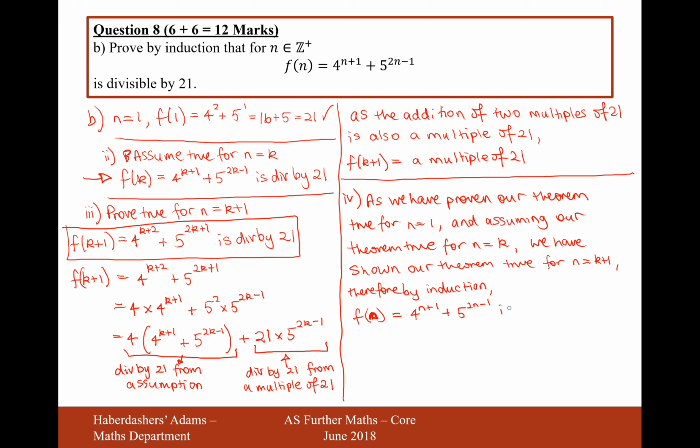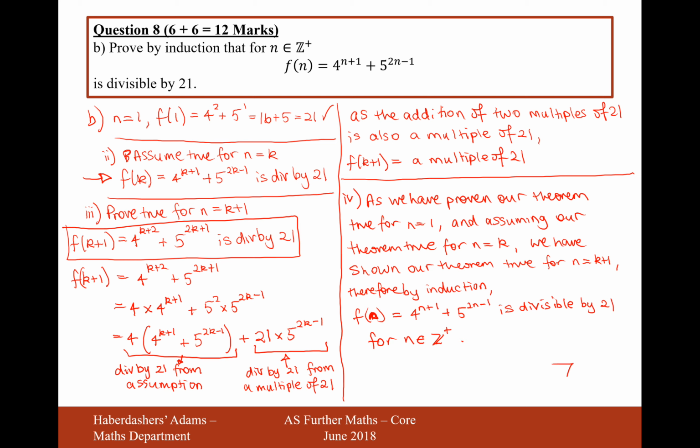is, pen is really glitchy today, is divisible by 21, and you've got to make sure you write for n existing in Z plus, because if we put n as a different value like 3 over 2 or pi or something like that, it's probably not going to be a multiple of 21.